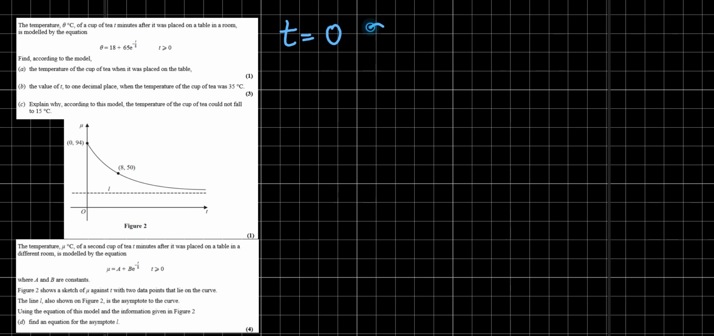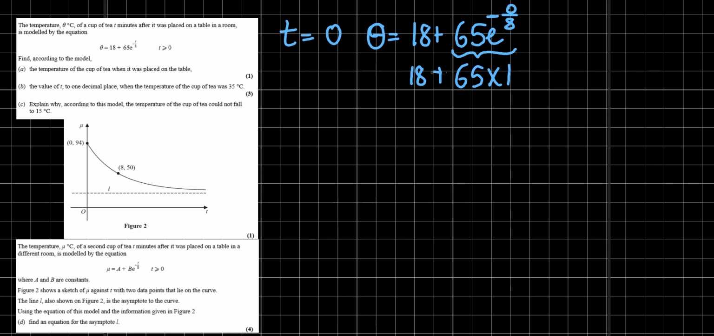So the temperature is going to be 18 plus 65e^(-0/8). And if you type it into the calculator, this bit here would be 0, e to the minus 0 is going to be 1. So we would have 65 times 1 plus 18, and that comes to 83 degrees centigrade. Okay, part B.